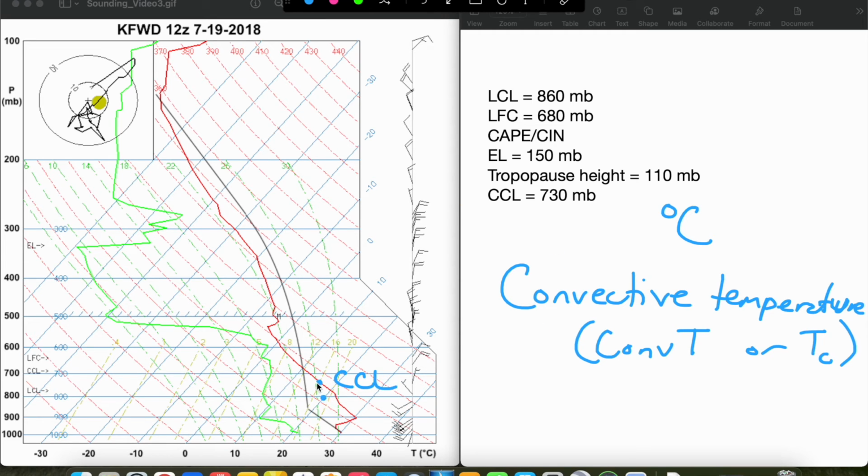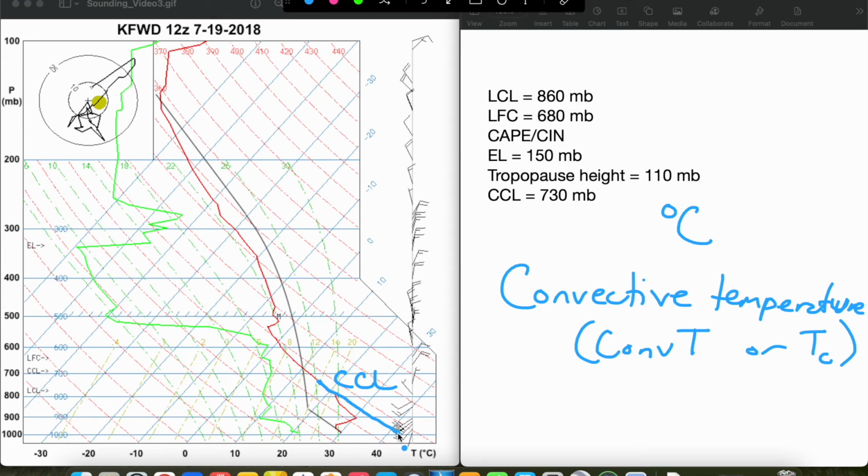But the way you find the convective temperature is we go all the way down from the convective condensation level along the dry adiabat to the surface. And the temperature at that point, once we do that, is our convective temperature. So we start at our convective condensation level, which we said was about 730 millibars, and then we follow the dry adiabat all the way back down to our surface level, which is about 988 millibars. And the temperature at this point is our convective temperature.